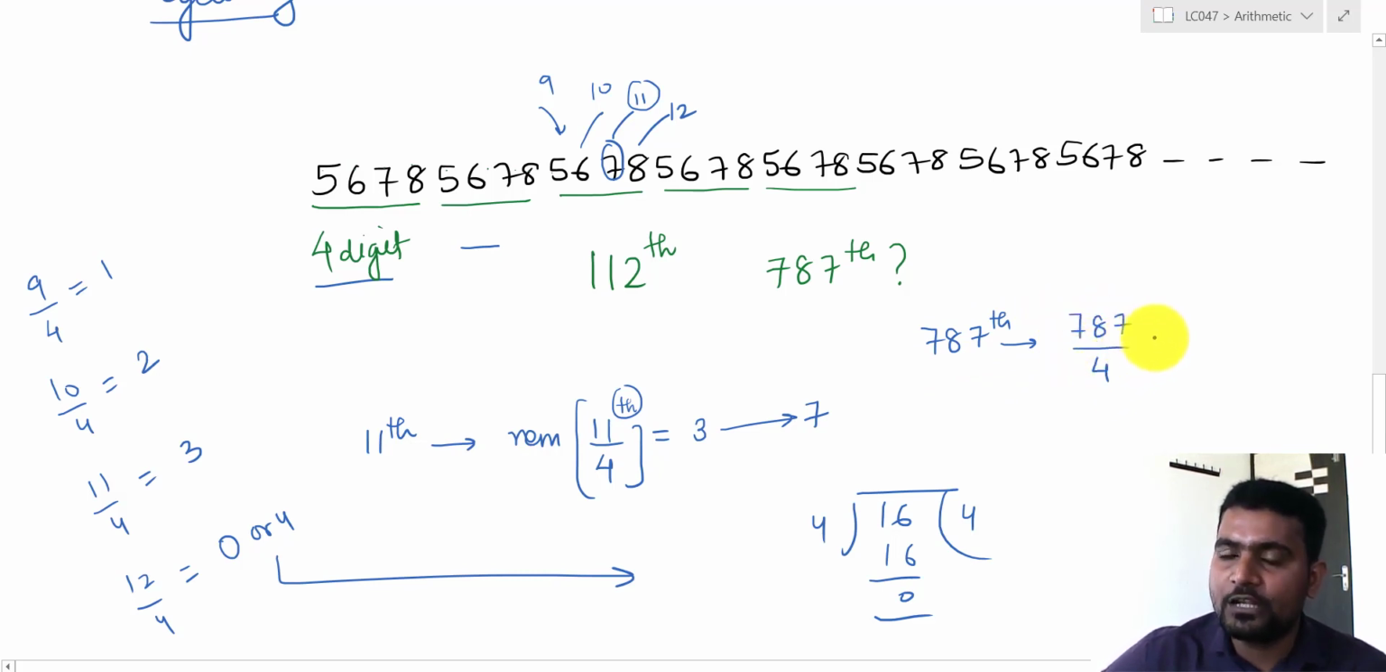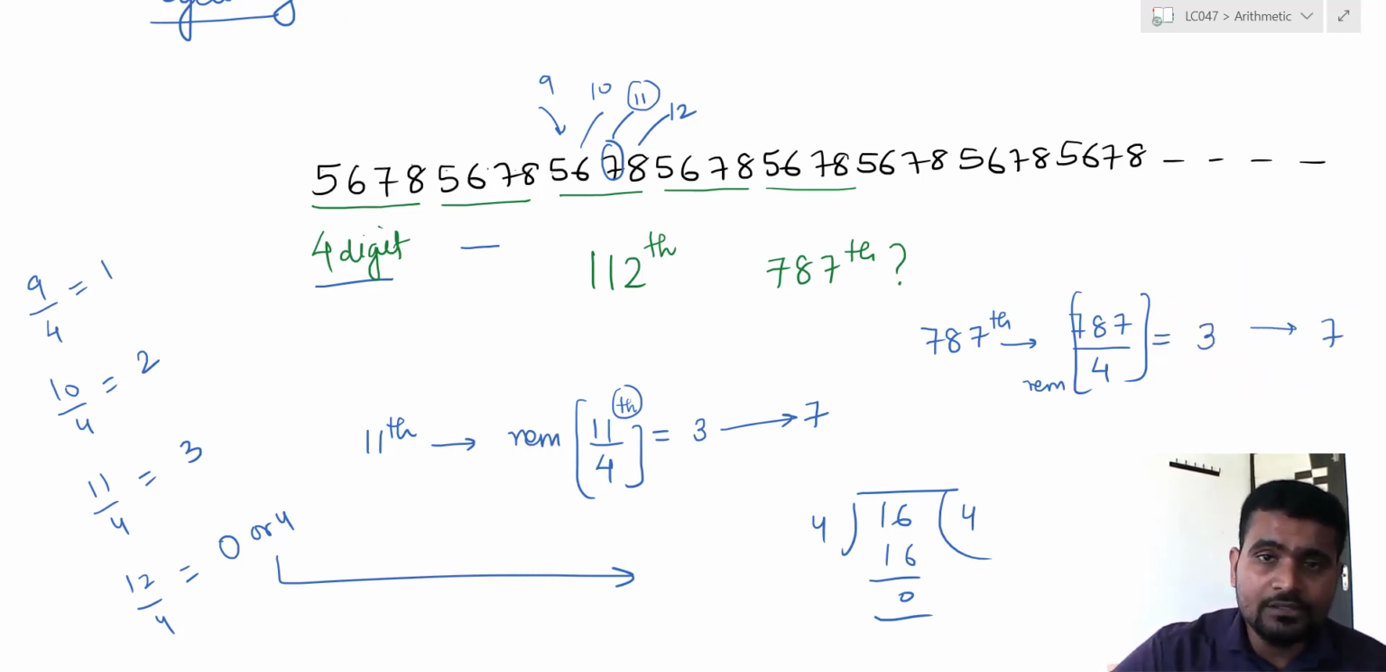by 4. Then what is the remainder here? I would say the remainder here will be, 4 2s are 8 and 4 1s are 4, so the remainder here also will be 3. Okay. So remainder 3 means the number will be 7, if you look carefully there.